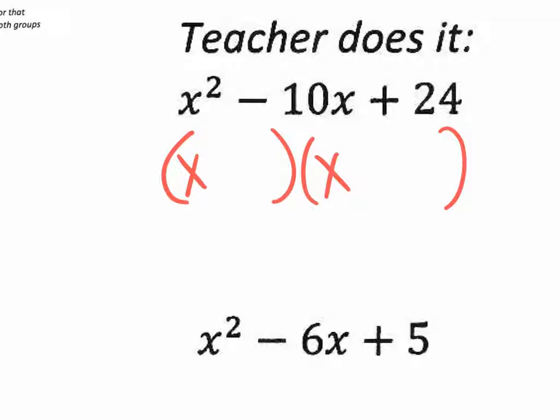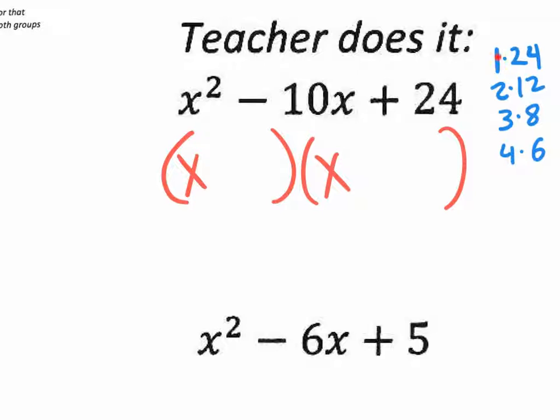What times what is 24? Let's make a list just for fun, right? How could I get 24? 1 times 24, 2 times 12, 3 times 8, 4 times 6, 5 times, no, that's it. That's the only possible ways of getting 24 besides changing the signs.